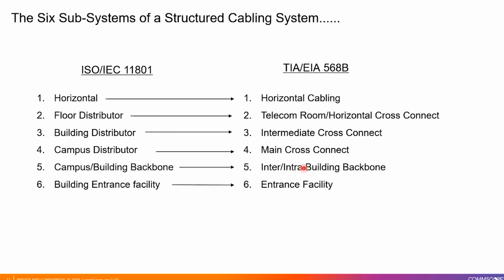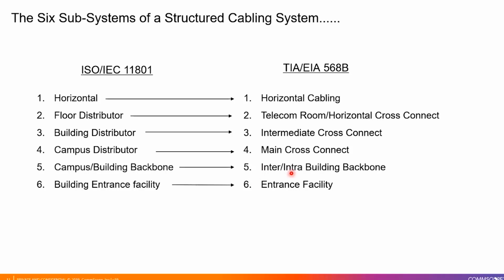Whereas in TIA, they call it an intra-building backbone. And then when connectivity goes building to building, or from the main campus to the multiple buildings, it is called a campus backbone connectivity or inter-building connectivity. So we say internet or intranet. Internet is connecting to the outside world, whereas intranet is inside your office.